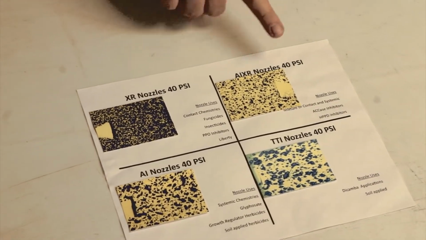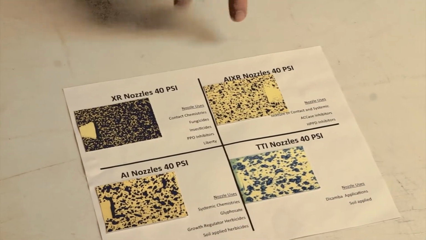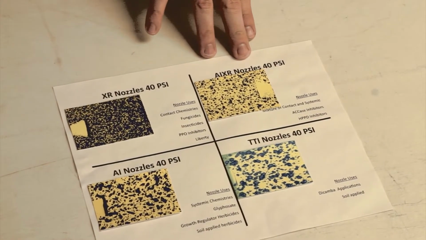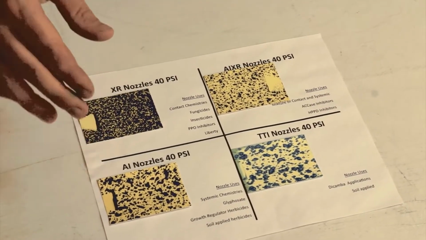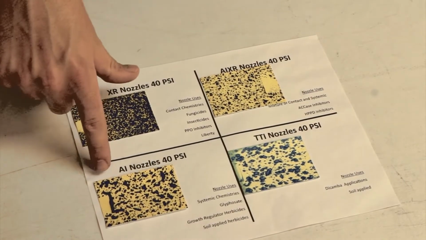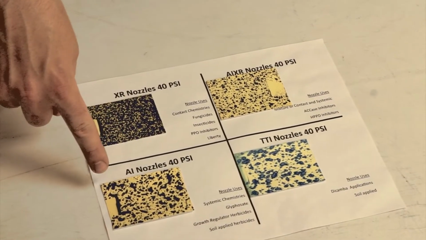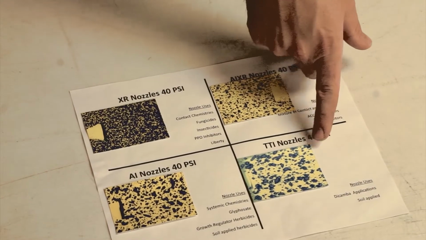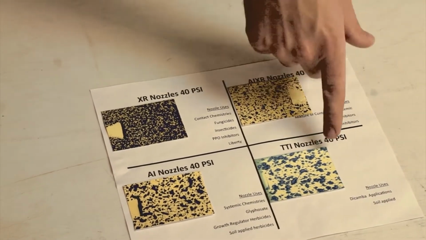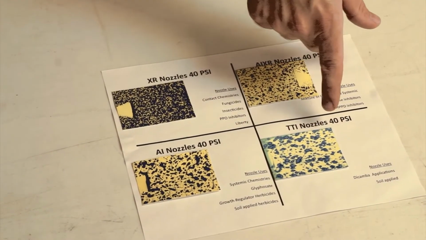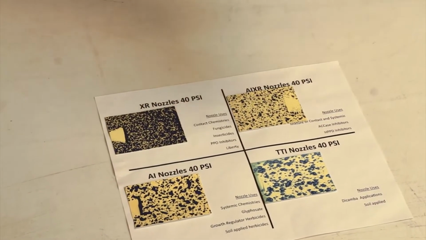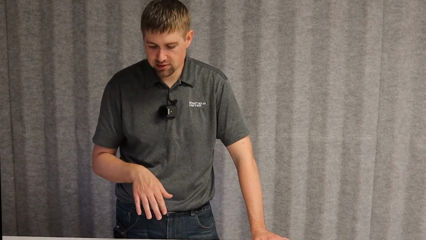Whereas with an AIXR, you get a little bit bigger droplets. You do start to reduce the amount of coverage that you have. With an AI nozzle, you're getting even less coverage, but you have a lot less of those driftable fines in here. And finally, that TTI nozzle, you can see, is very, very big droplets. We're missing a good majority of this target here, but we don't have nearly the driftable fines. Now this is at 20 gallons per acre. We would see even less coverage as we reduce the gallons per acre with these particular nozzles.